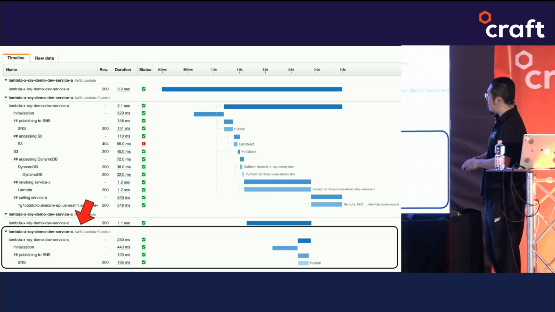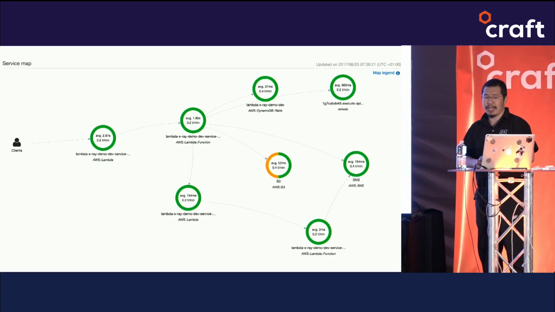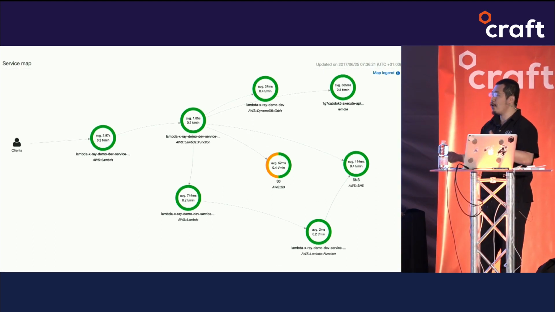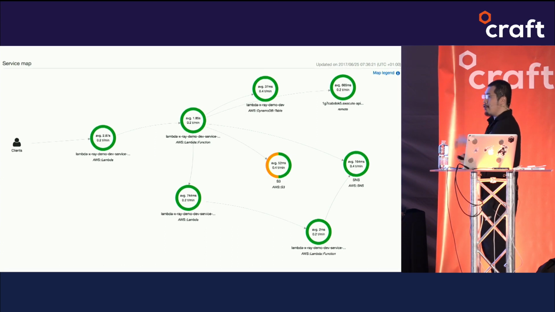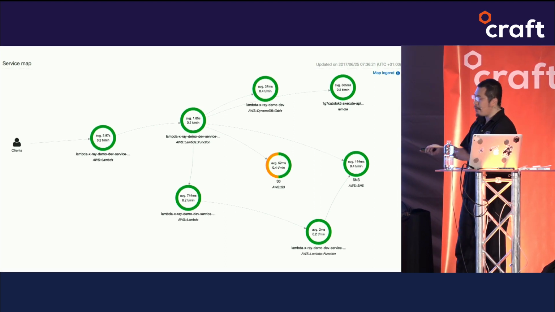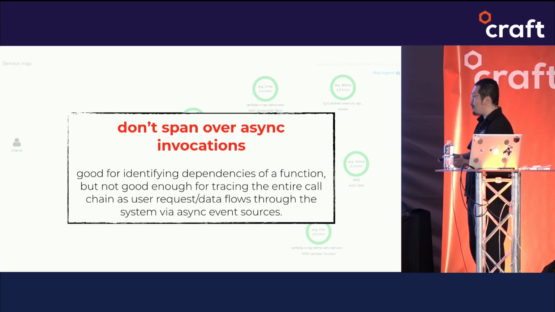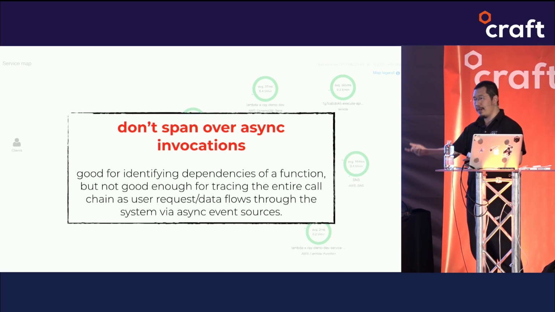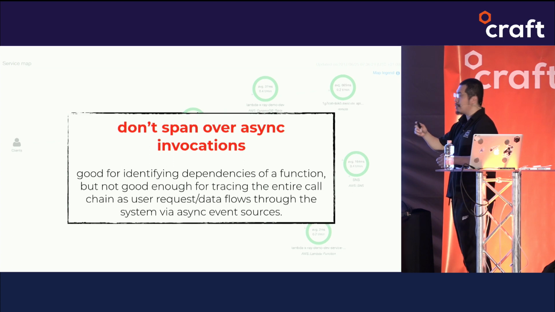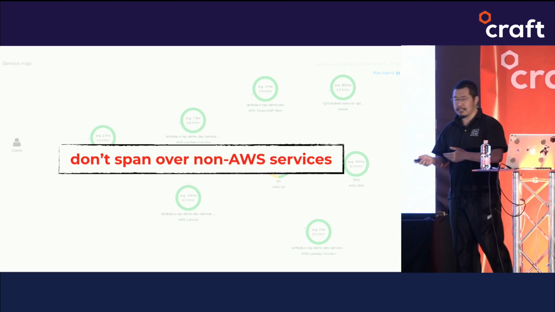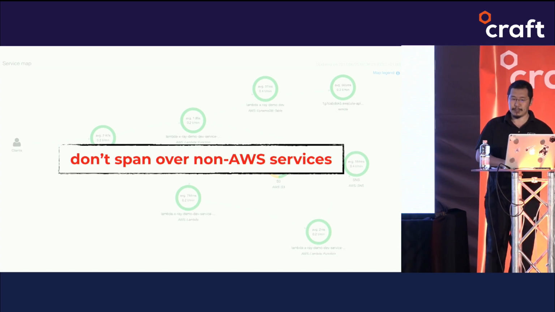Additionally, the data that X-Ray collects is also made available as a service map view, so you have a quick high-level overview of what different services your function talks to, as well as the average latency for those resources. The problem with X-Ray is that it doesn't span over async events, so as soon as I send a message to SNS or SQS, I lose the trace for what happens from that point onwards. And also, being an AWS service, it doesn't support non-AWS services.